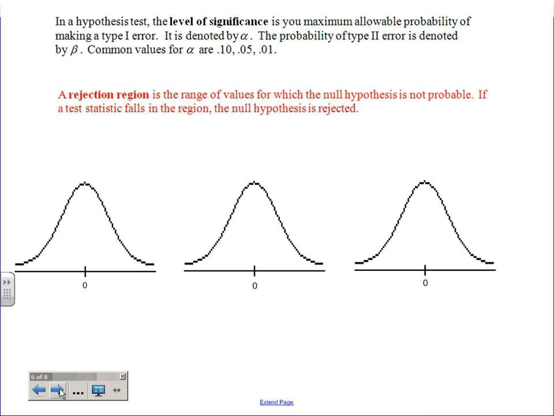Okay. Now, does that say anything about the claim? Well, it depends on where the claim was. If the claim was in the null hypothesis, you just rejected your claim. If the claim was in the alternate, you just supported it. There you go. Now you get it.